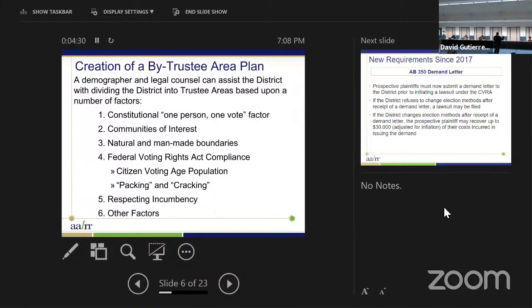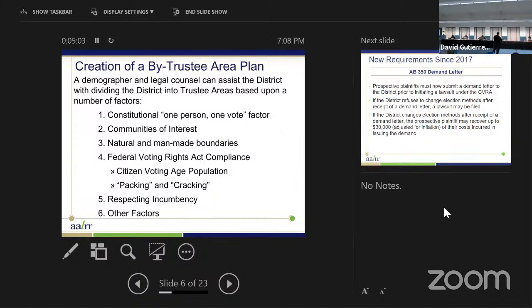a lot of things that go into preparing a trustee area plan. The first of which is the resolution. The next, we take into account a lot of factors of the community. We talk about what's called a one person, one vote factor, which means we look at the population, not the voter population, but the population as a whole of the district, and find out where those population centers are. Then we look at communities of interest, why certain communities might want to be put together, why certain communities might want to be separated, natural boundaries, so to speak.